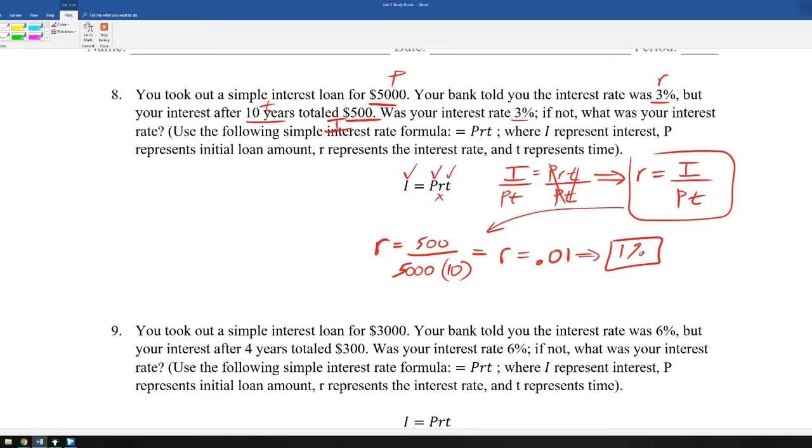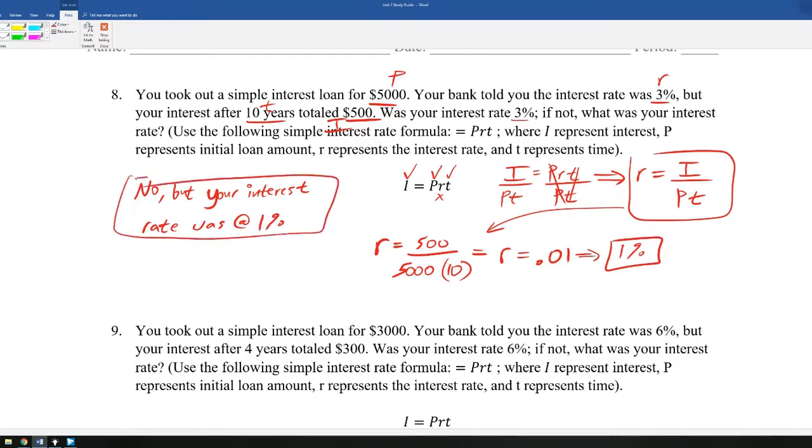So were you at 4%? No, but your interest rate was at 1%. Not too bad, not too shabby.